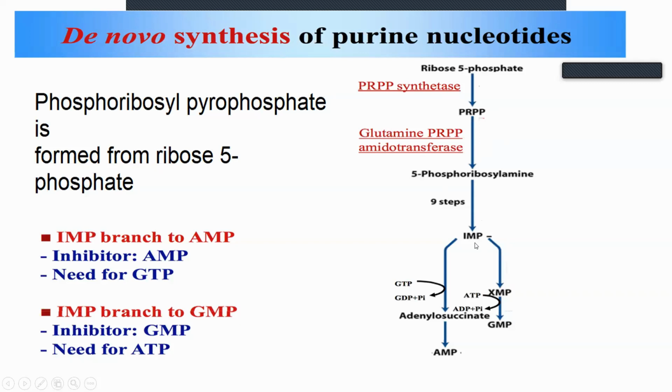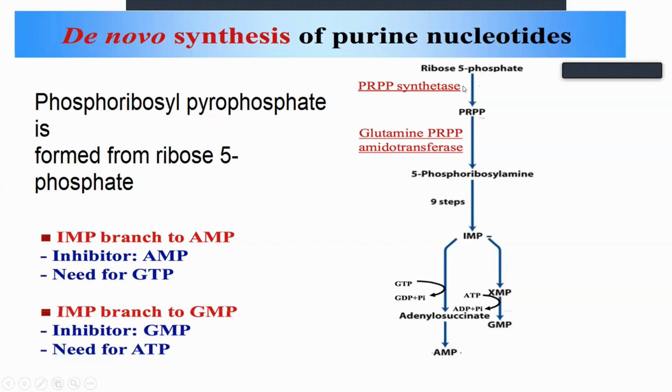That is why we were saying that the first nucleotide we get is IMP. IMP is also a nucleotide. AMP is also a nucleotide. GMP is also a nucleotide. But in all these reactions, the first nucleotide obtained is IMP. Now, IMP can convert to AMP, and it can convert to XMP, and then XMP will convert to GMP. What are these XMP, GMP, AMP? I will tell you in the next slide.